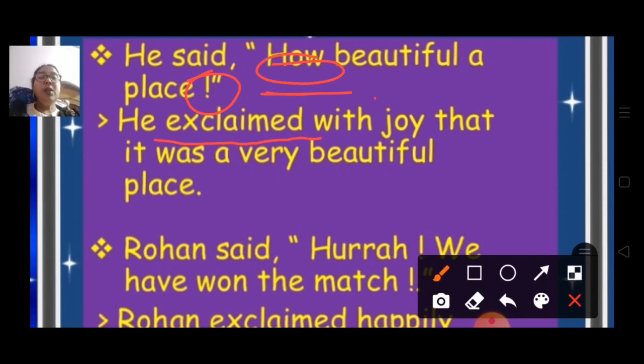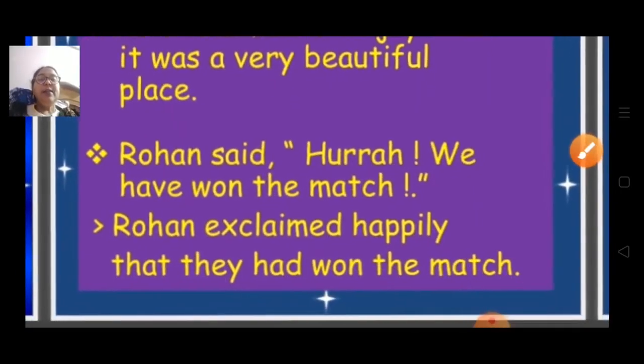We are not going to use "how" in indirect speech. In place of "how beautiful," we are going to use "he exclaimed with joy," because this is the feeling we can easily understand: with joy he exclaimed how beautiful the place is. He exclaimed with joy that it was a beautiful place. Now let's see the next example.